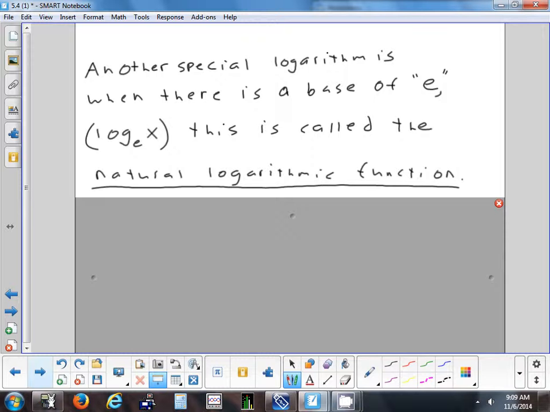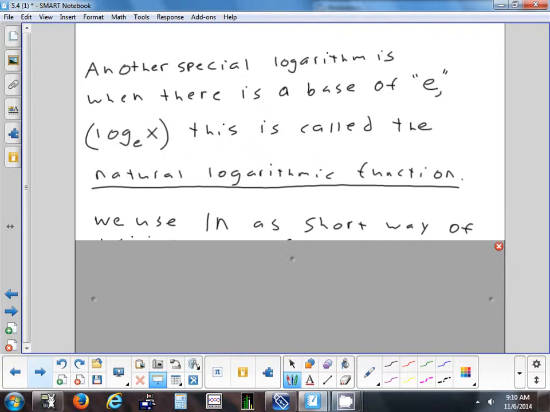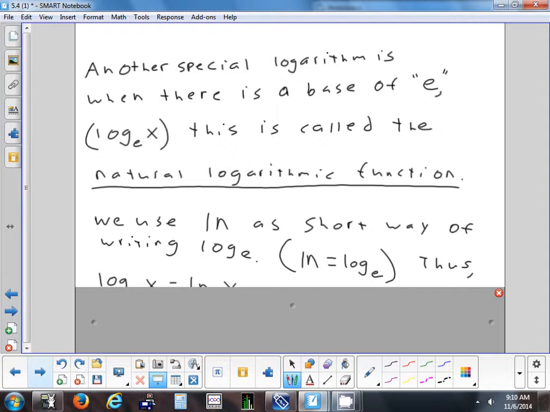And we have a button for that too on the calculator. But the button doesn't look like what I have written there. In fact, what I have written there, most textbooks and people never really write that way. We use an abbreviation because log with a base E is used a lot. And the abbreviation for it is a lowercase l, lowercase n. ln. So it's just a short way of writing log base E. So anytime you see a log base E, you can change that to the abbreviation ln.